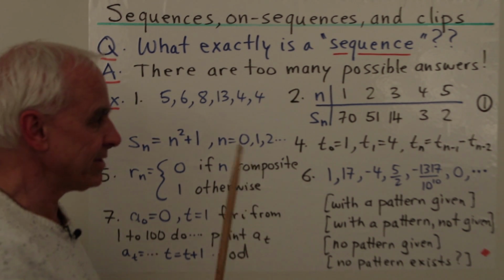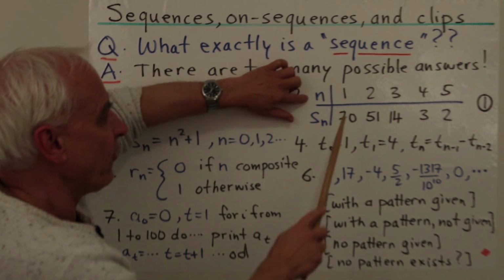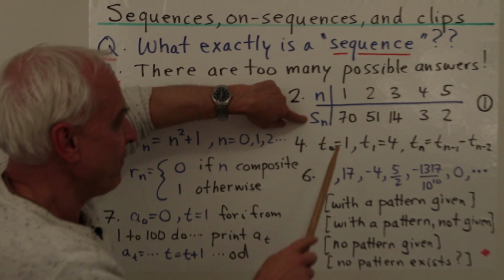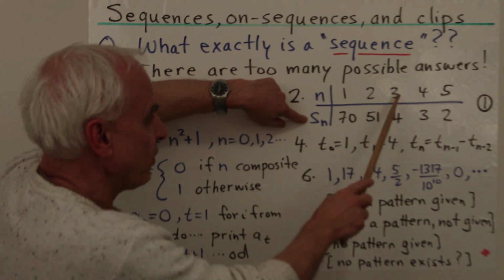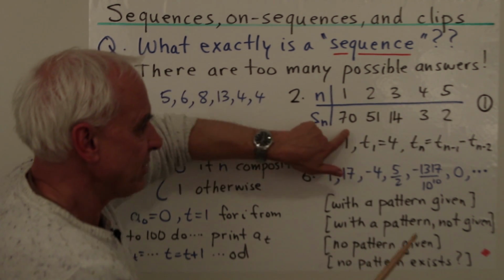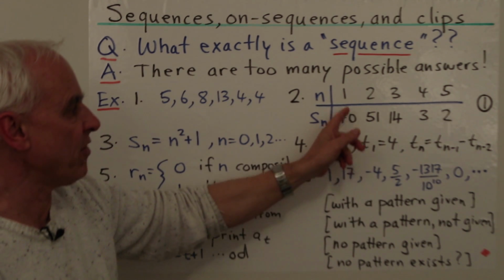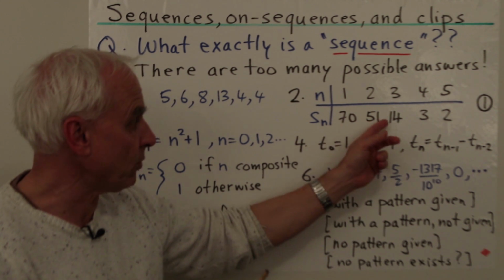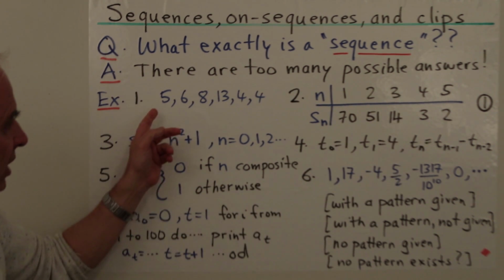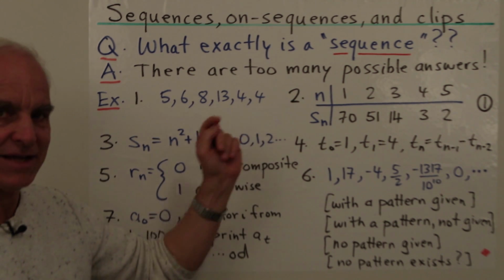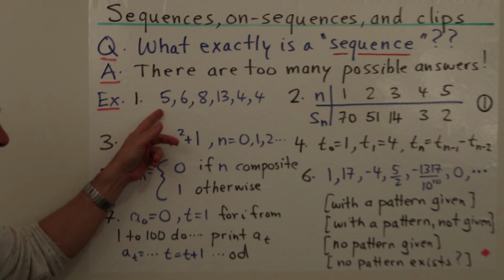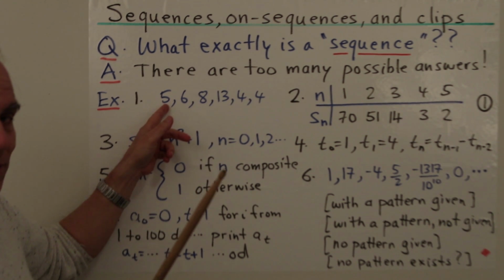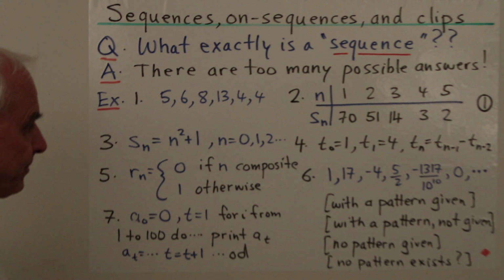Here's another example, slightly different. We have the numbers n equals 1, 2, 3, 4, 5, and associated to those we have numbers 70, 51, 14, 3, 2. So here's the sequence, but now we have the positions of the sequence clearly marked. This is the first one, this is the second one, third one, and so on. It's not entirely so clear what the indexing is at this stage over here. This first one here could be associated to the number 1, but often we want to start sequences with 0, so this might be the 0th one.